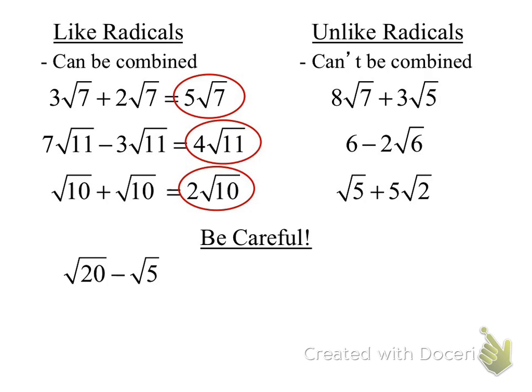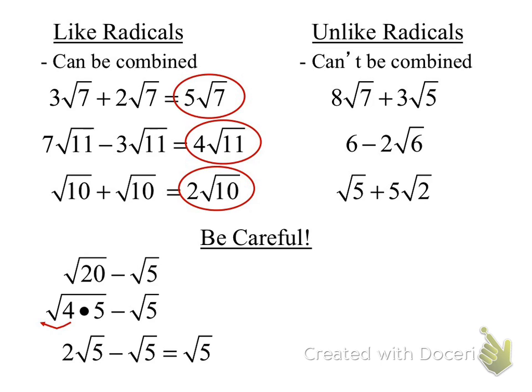So here's what we're going to do. It seems like they're unlike, but once we simplify it, red 20 becomes 4 red 5, and that really becomes 2 red 5 minus red 5. They really are like terms. So 2 red 5 minus 1 red 5 makes red 5. I'd like you to try the next one on your own. Now let's check our work.